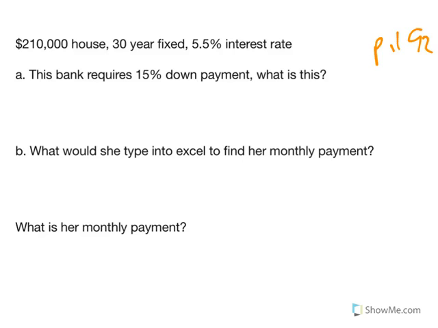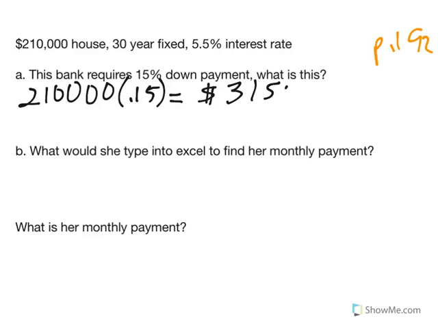So in part A, Camilla wants to buy a $210,000 house. That's what she wants to mortgage. A 30-year fixed, 5.5% interest rate. In part A, this bank wants 15% down. So no problem, right? We take the cost of the house, multiply by the 15%, and that gives me my down payment of $31,500. And I know it doesn't ask right now, but let's figure out if that's what she's putting down.